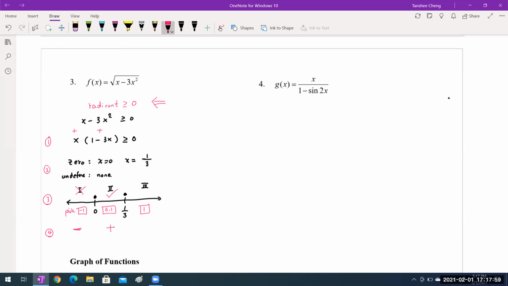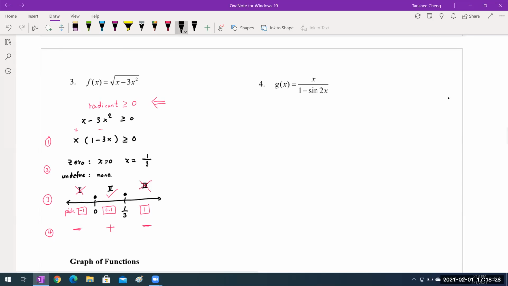And lastly, I'm going to check 1. When I substitute 1 into the third interval, the first factor will be a positive value. And when I substitute into the second factor, this will become a negative value because 1 minus 3 will give me a negative. So a positive number times a negative number will give me a negative result, and we already know that a negative number is not greater than 0. So therefore, this cannot be a solution either.